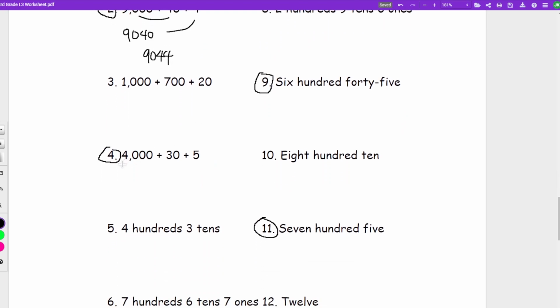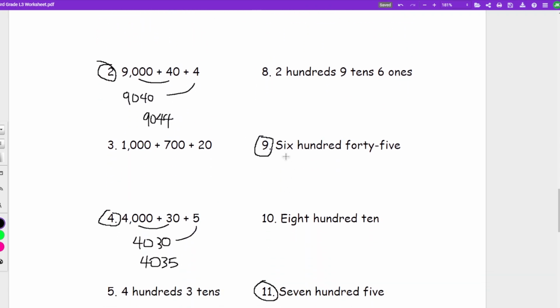Number 4, 4,000 plus 30 plus 5. I can add these two numbers and I'm going to get 4,030. And if I add these two numbers, I get 4,035.